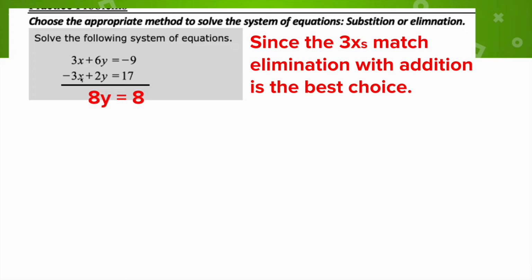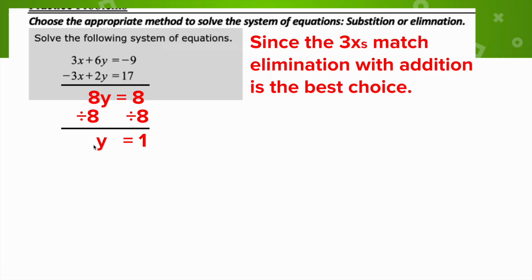So if we add straight down, the 3x's cancel, and I get 6y plus 2y is 8y. Negative 9 plus 17 is positive 8. Since they're opposites, I'm going to subtract, but the bigger number is going to tell me what my sign is. It's a positive 8. And then I'm going to undo that multiplication with division. 8 divided by 8 cancels out. So I have y, 8 divided by 8. And again, it cancels out, but it becomes 1. We can't just say it's gone. There's nothing there. It's a 1. Technically, there's a 1 in front of the y as well. We just don't put it there.